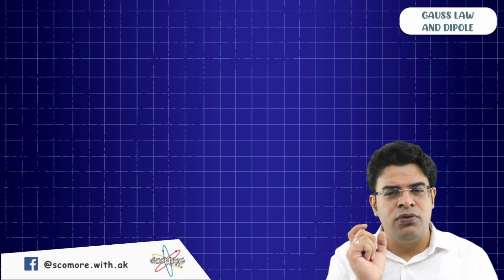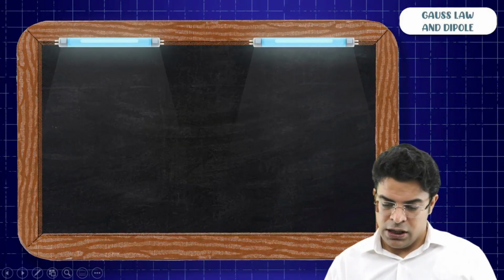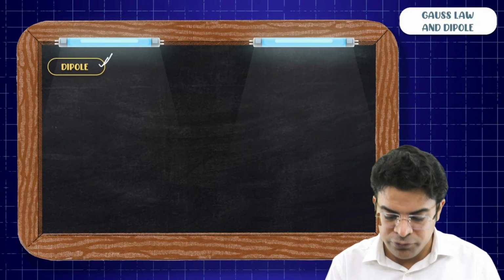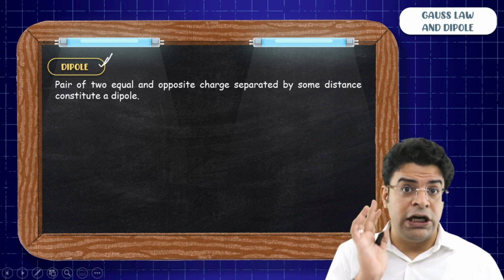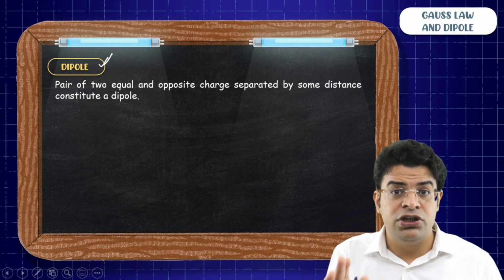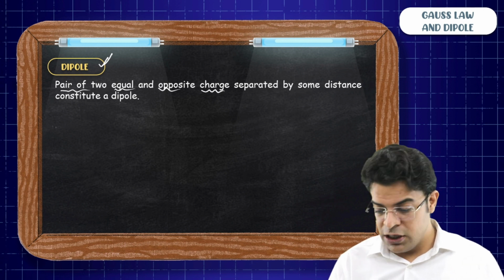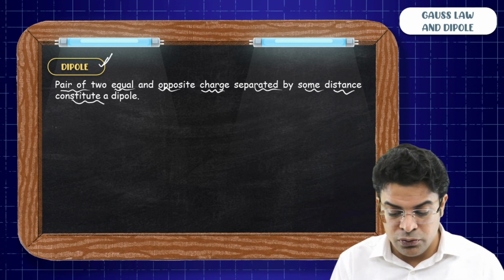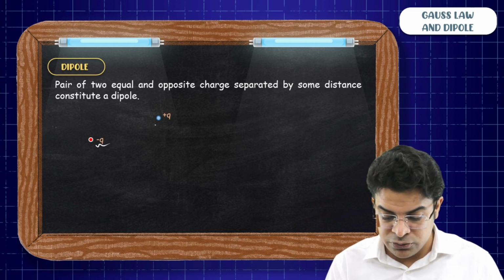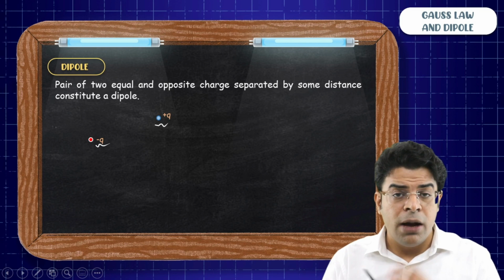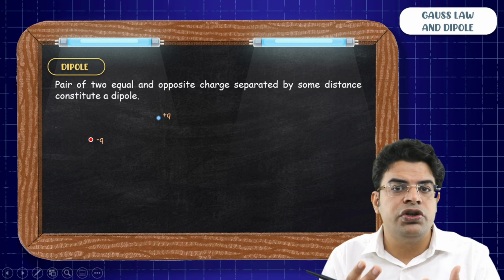But why do we have to study dipole separately? What makes it so special? Let's see. First of all, what is a dipole? A pair of equal and opposite charges separated by some distance constitutes a dipole. So if you have a charge of minus q and plus q separated by some distance, they constitute a dipole.